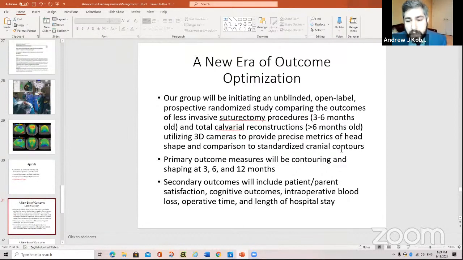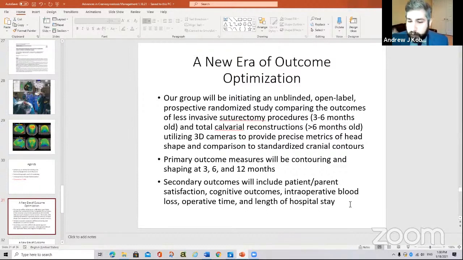modalities and different companies that have thousands and thousands of standardized head shapes from thousands of patients that they've measured using these 3D cameras to provide real and accurate evaluation of our reconstructions to these standardized models, either intraoperatively or at 3, 6, or 12 months postoperatively. So really utilizing the state-of-the-art technology to be able to ensure that we're providing as precise and as cosmetically pleasing outcomes for our patients as possible.